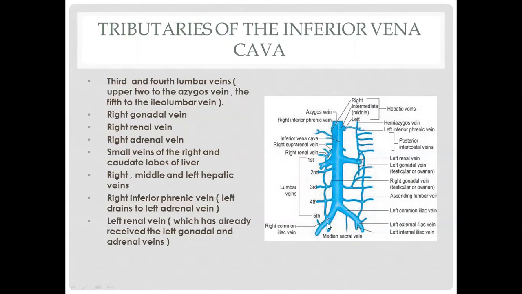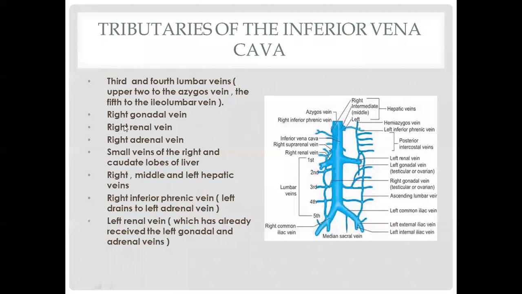The two common iliac veins continue upward and unite at the level of L5, posterior to the right common iliac artery. Many tributaries enter directly into the inferior vena cava. The third and fourth lumbar veins directly enter the IVC, while the first and second lumbar veins go to the azygos and iliolumbar veins. The fifth goes to the iliolumbar vein, and subsequently to the common iliac vein.